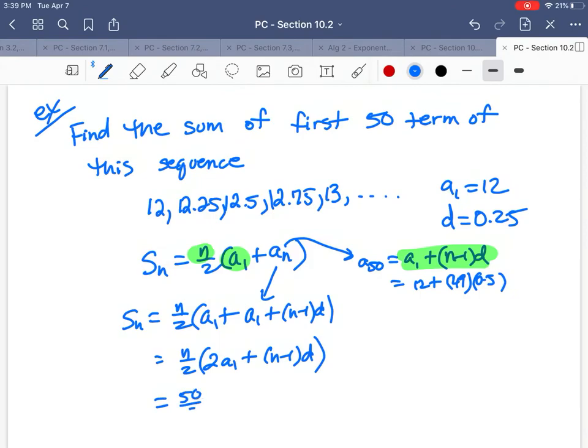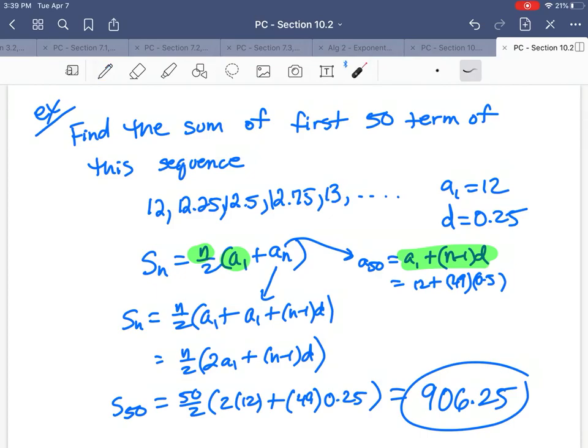So I have 50 over 2, times 2 times the first term, so 2 times 12, plus n minus 1. Remember, I'm having the sum of 50 things, so that'd be 50 minus 1, which is 49, and d is 0.25. So I get 25, and then inside I have 24 plus 49 times 0.25. When all is said and done, this goes out to 906.25. That would be the sum of the first 50 things in that list right there.